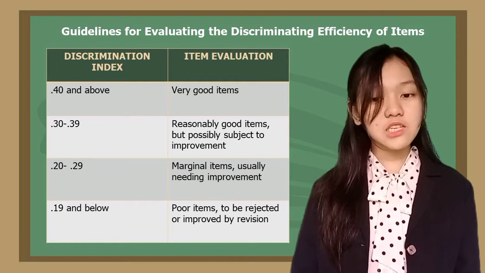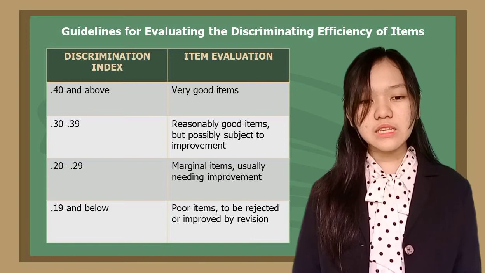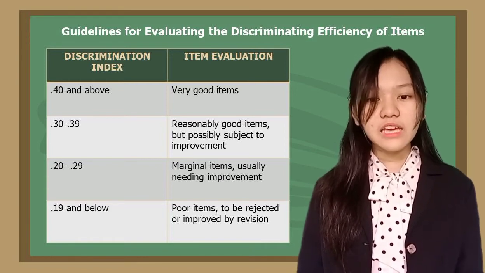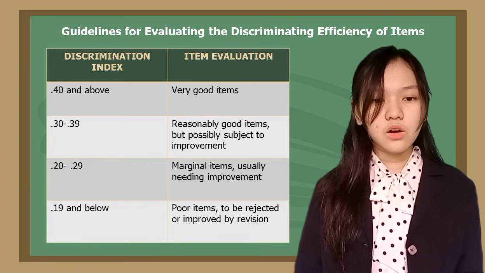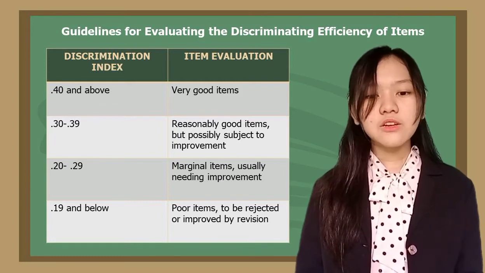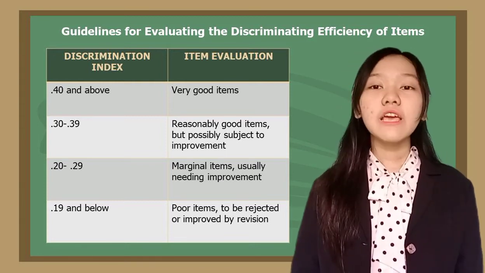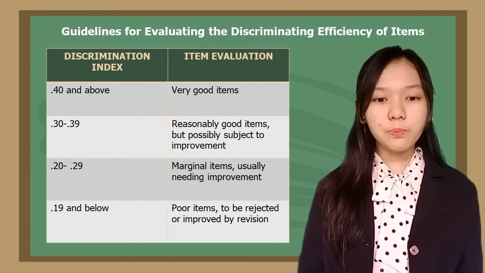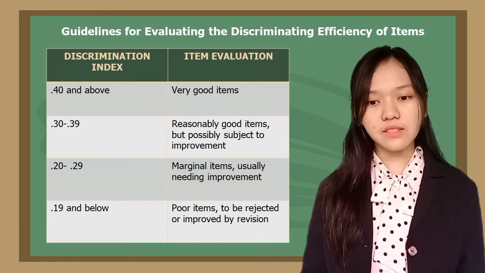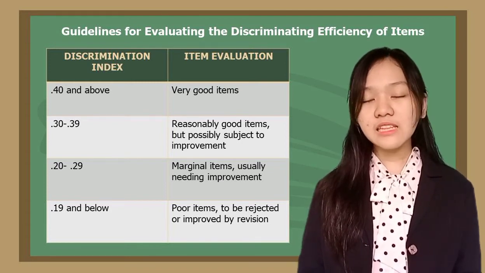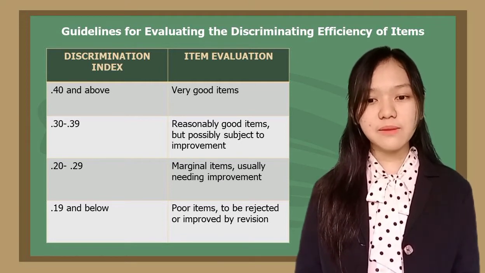Guidelines for evaluating the discrimination efficiency of items. Discrimination index, if it is 0.40 and above, it is a very good item. If it is 0.30 to 0.39, reasonably good item but possibly subject to improvement. If it is 0.20 to 0.29, marginal item usually needing improvement. For 0.19 and below, poor items to be rejected or improved by revision.